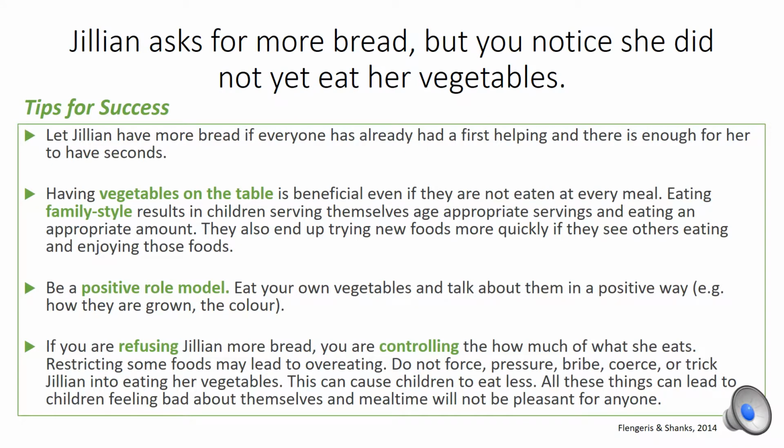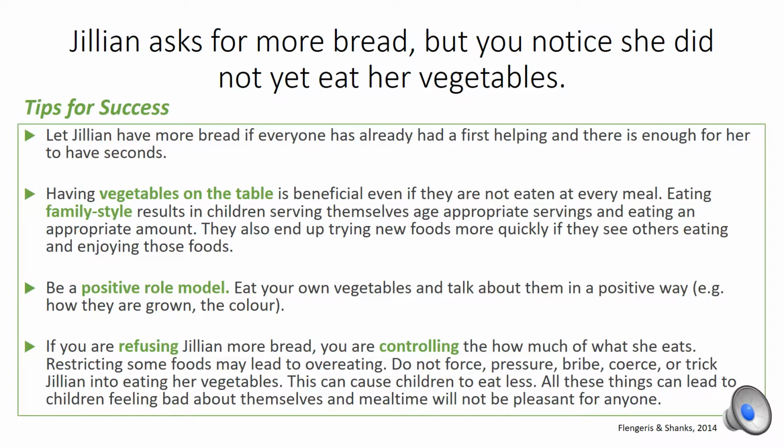Let Jillian have more bread if everyone has already had a first helping and there is enough for her to have seconds. Having vegetables on the table is beneficial even if they are not eaten at every meal. Eating family style results in children serving themselves age-appropriate servings and eating an appropriate amount. They also end up trying new foods more quickly if they see others eating and enjoying those foods.